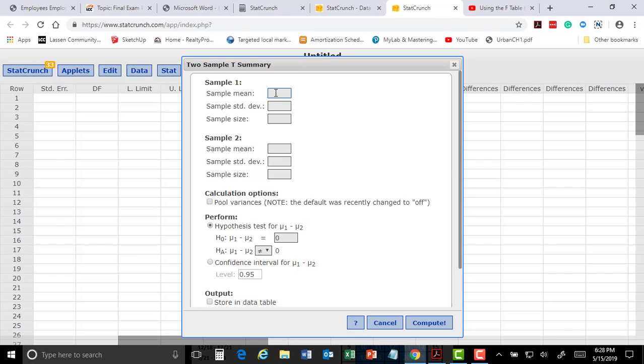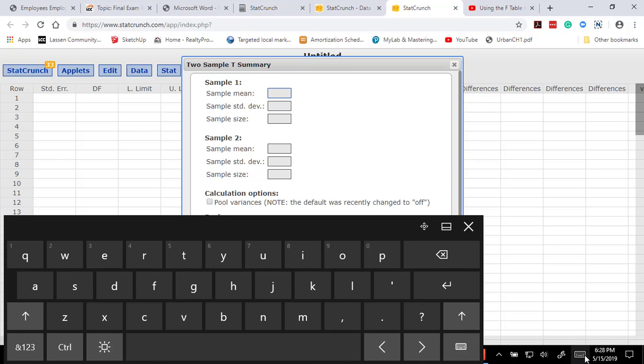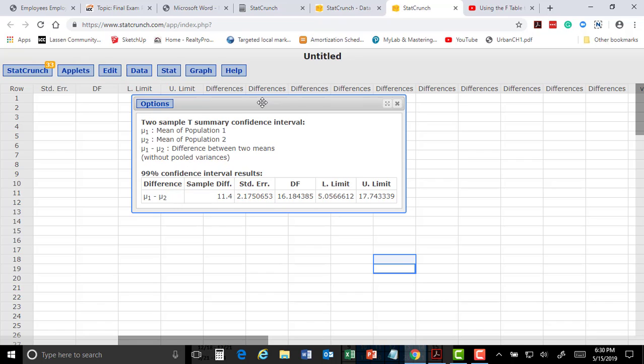So if I go to stats, and I go here to 2 sample with summary, let's do it again. What are we looking for? We're looking for a confidence interval, aren't we? Do we have that? 5 point what? Don't really have that, do I? 17.74.